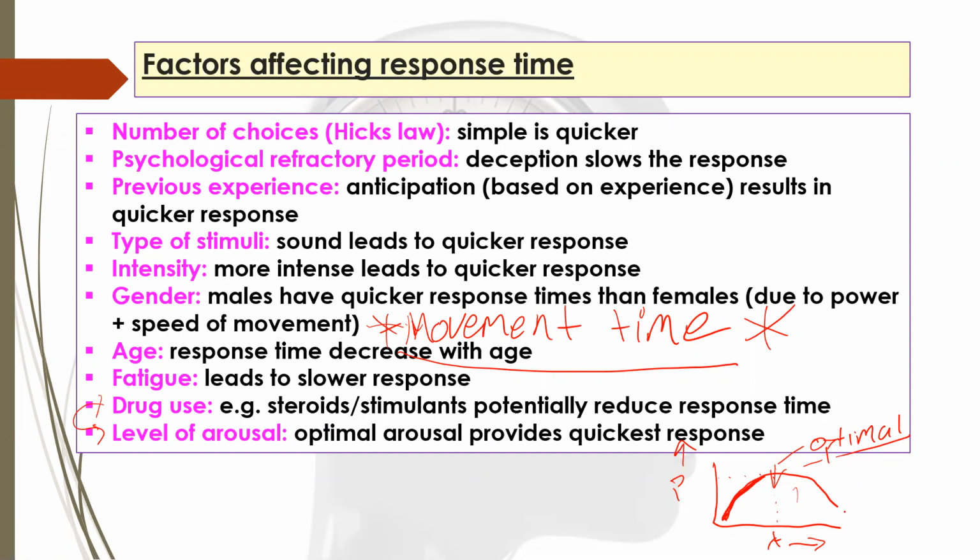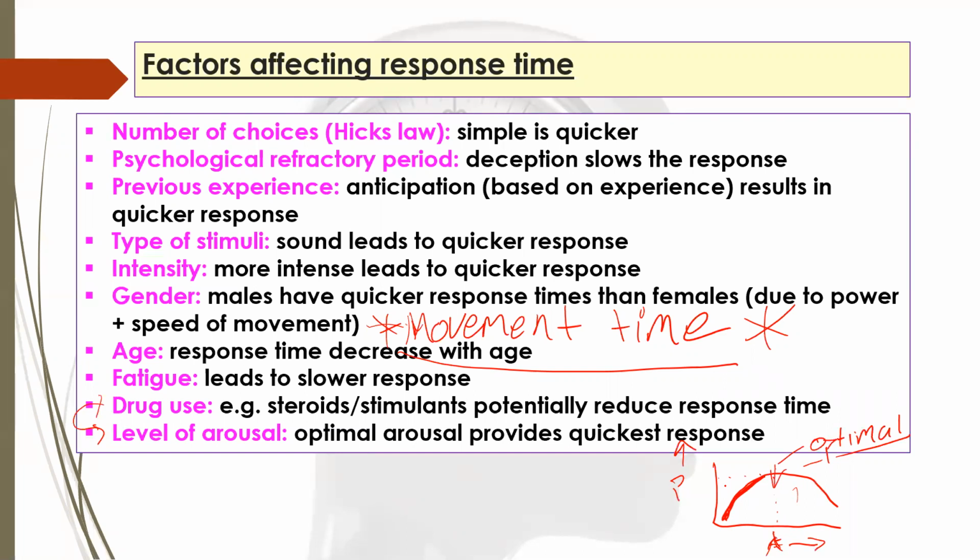We'll look at that in a lot more detail, but generally in terms of affecting response time, optimal arousal provides the quickest response. If you're over aroused, you're going to be too hyped, too pumped up. You're not going to be able to focus, and you're going to make errors in your technique because you're not focused and concentrating. That's going to lead to a poor response. But equally, if you're dozy and not focused enough, then that's going to lead to a poor response time as well, because you're not tuned into the exact cues that you should be.